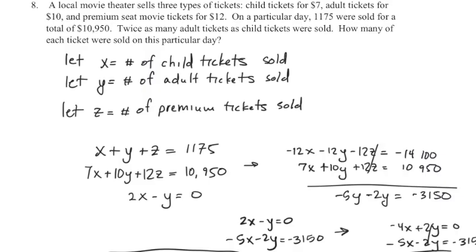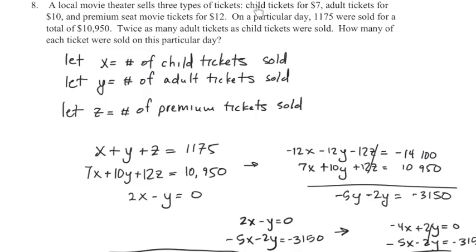Now the second step was to use the given information to make equations with which you can solve the variables. If there are three variables, x, y, and z, remember we need to have three equations. The first bit of information is that there were 1,175 tickets sold on that day, comprised of each of the three types, x, y, and z. So the first equation is number of child tickets plus number of adult tickets plus number of premium tickets is 1,175. There's our first equation.